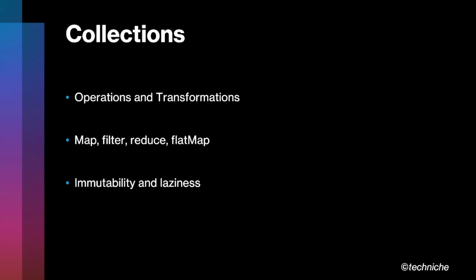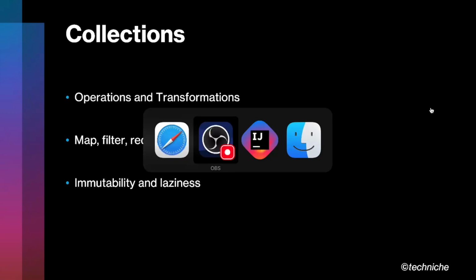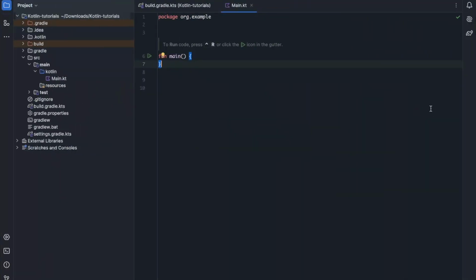Kotlin collections are divided into immutable and mutable classes. The immutable collections, like listOf and setOf, cannot be modified after creation. Mutable collections such as mutableListOf or mutableSetOf allow you to add, remove or update elements. So let's go to the editor and let's see.